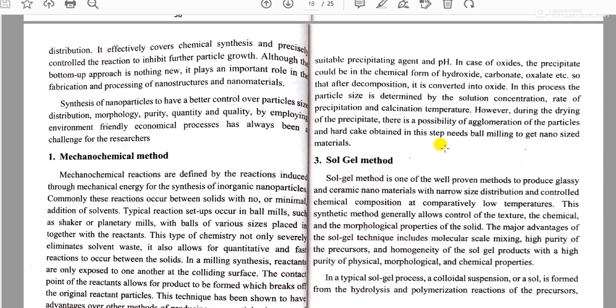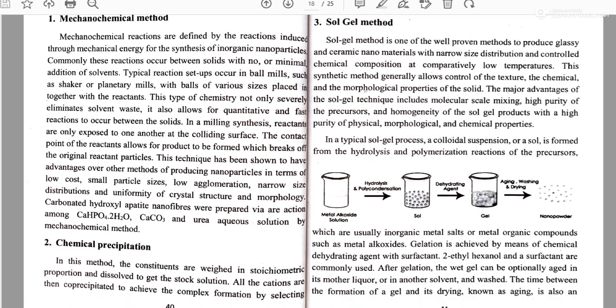So in such a case, after this drying, we again subject it to the ball milling process so that we get the reduced dimension of the powdered form of the material. So this is the technique of chemical precipitation or chemical co-precipitation.